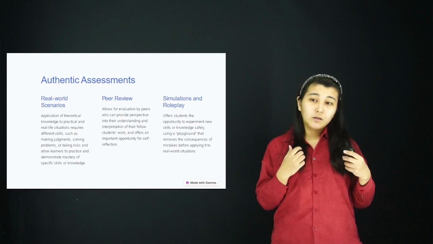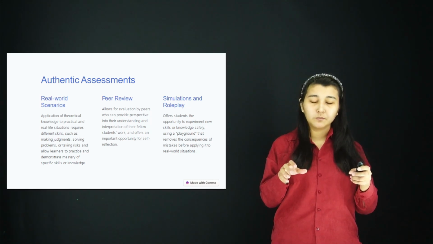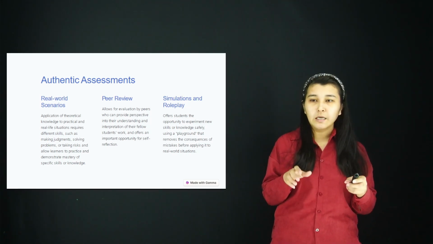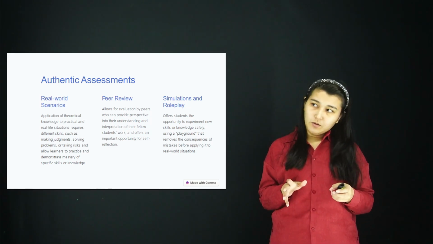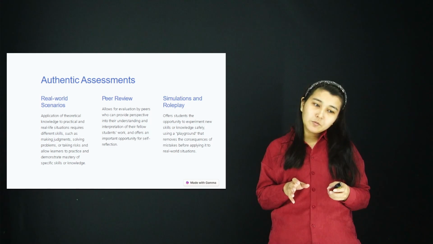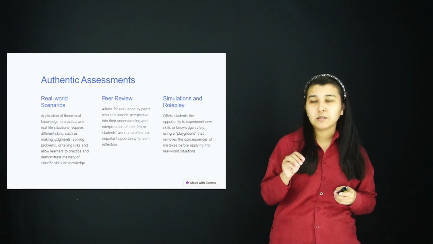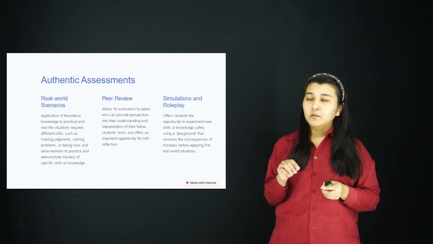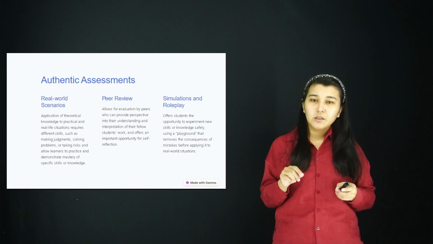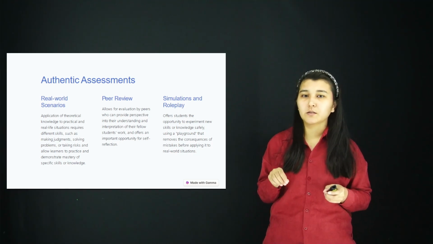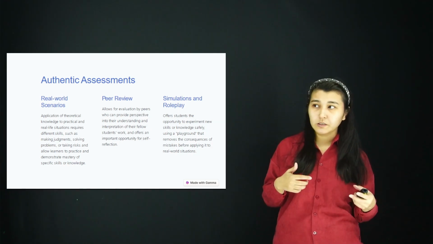When we assess this kind of thing from our pupils' works, it's considered authentic assessment. And it can also be peer review. For example, sometimes we can give our students the opportunity to evaluate their peers, and at that time they feel themselves as a teacher, as an evaluator, and they can assess their peers' mistakes and maybe their correct doings.